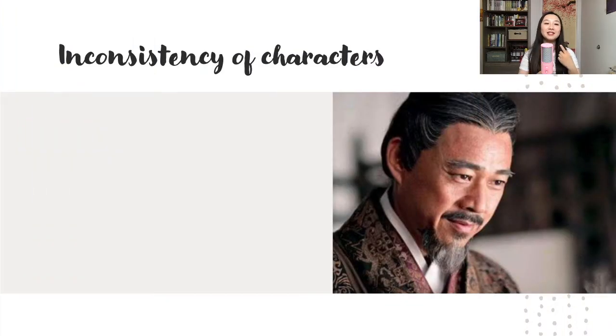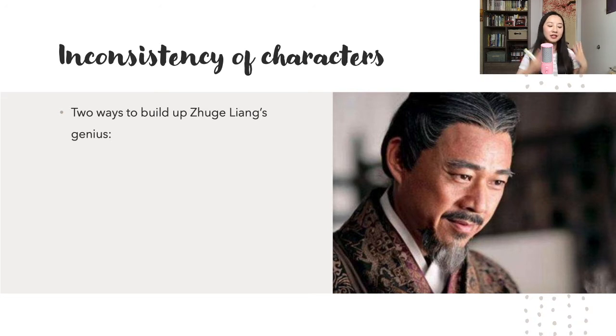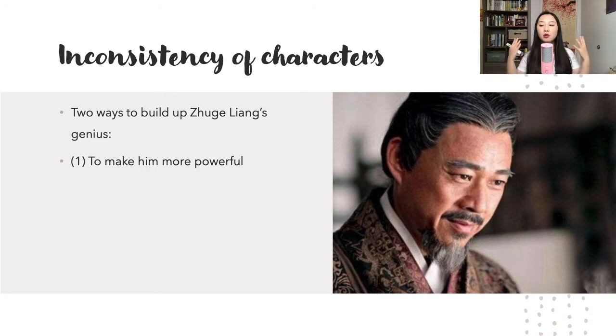And a little bit about the inconsistency of the characters, I found that to be very interesting. If you think about Zhuge Liang as such a deified figure, so powerful, how do they represent his powerfulness? There are basically two ways to build up Zhuge Liang's genius. The first is to make him more powerful. That is what we already discussed: giving him the ability to summon the wind, to predict the weather, to understand heaven, all these supernatural powers.